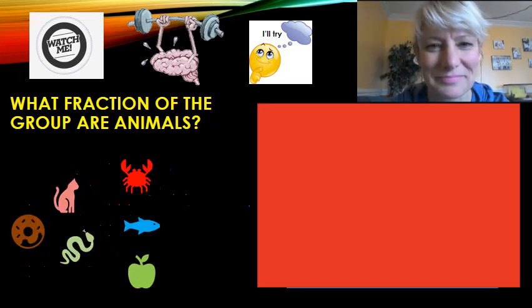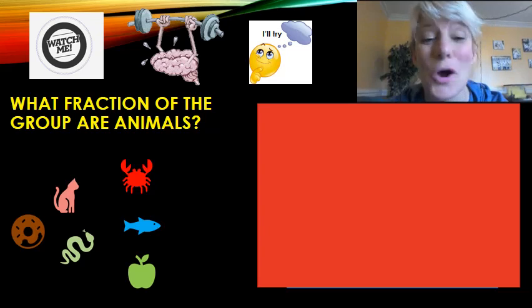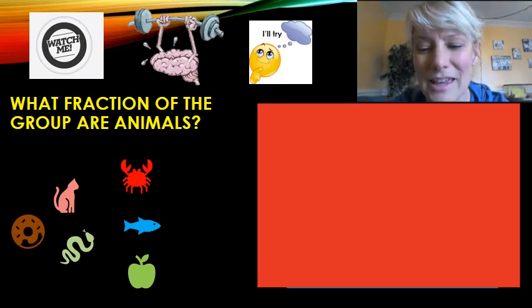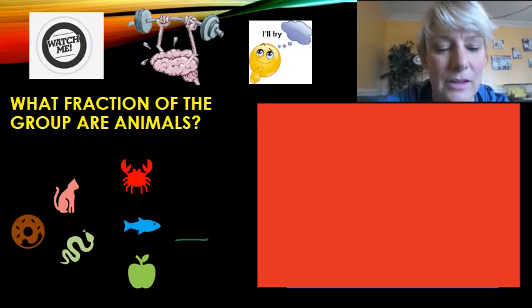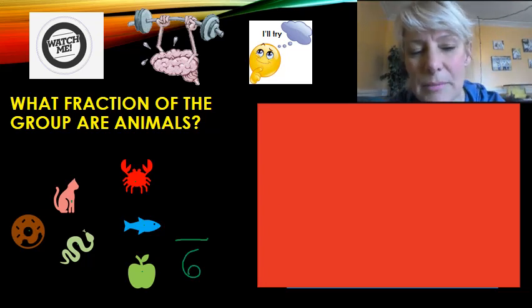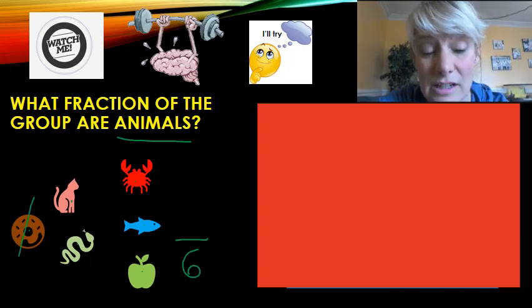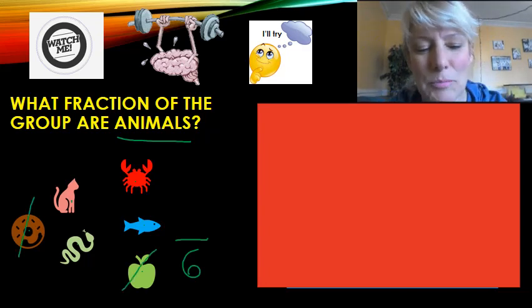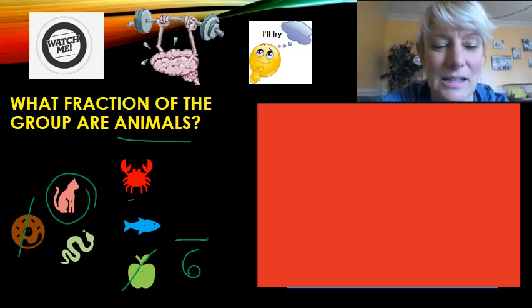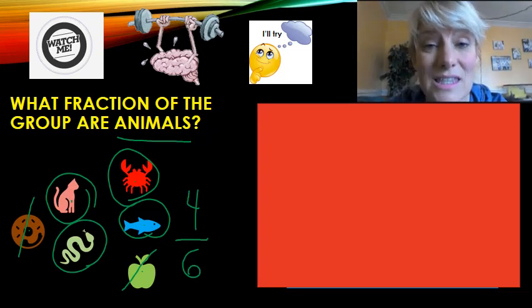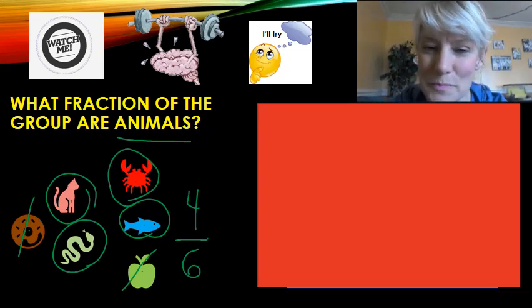Let's try some more. All right, two sides again. Watch me. What fraction of the group are animals? Now we have to do a little bit more thinking. We can't just count. Well, first of all, we have to count the total for our denominator. So 1, 2, 3, 4, 5, 6. All right, there are 6 total, but this time I'm looking for just the animals, so I can't count all of them. Here's a donut. That is definitely not an animal. Here's an apple. That's not an animal. I see a cat, a crab, a snake, and a fish. That is 4 animals. So 4/6 of the objects that are there are animals.